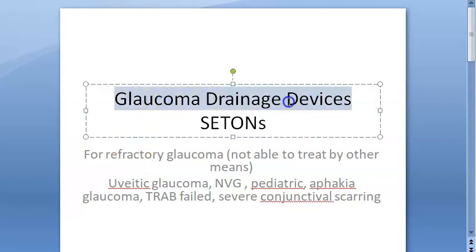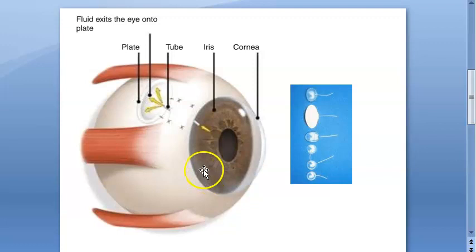Hello people, in this video we want to look at glaucoma drainage devices. These are also called setons. Basically, these are plastic devices which allow aqueous outflow by creating a communication between the anterior chamber and the subtenon's space. So from where to where is the communication created? Anterior chamber to the subtenon space, below the Tenon's capsule, that is under your conjunctiva.